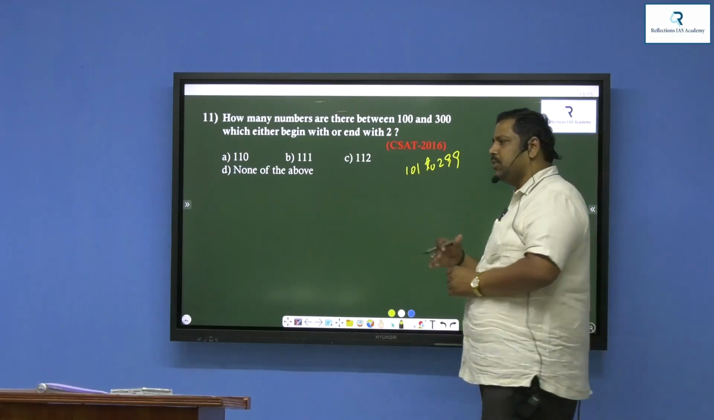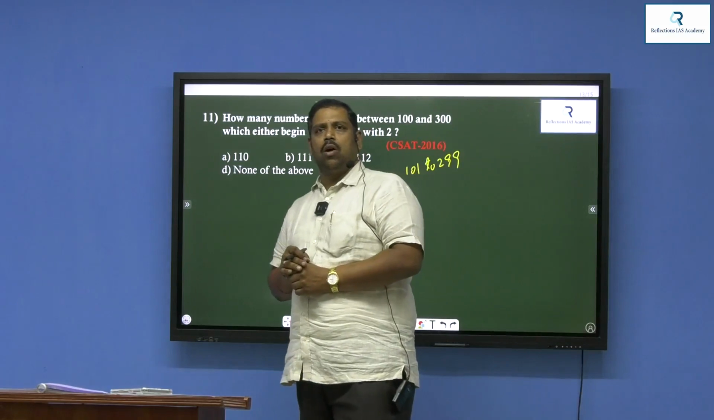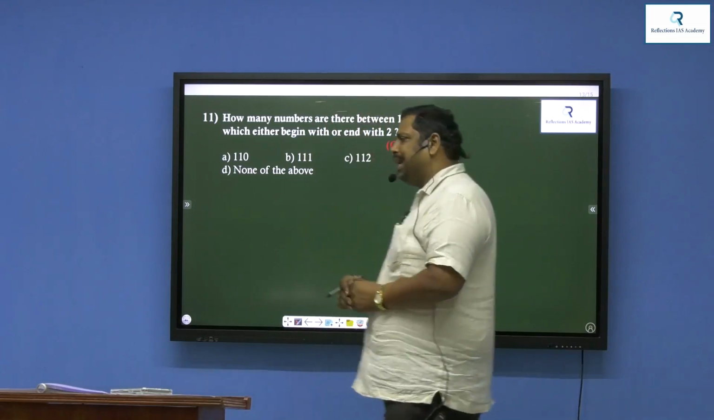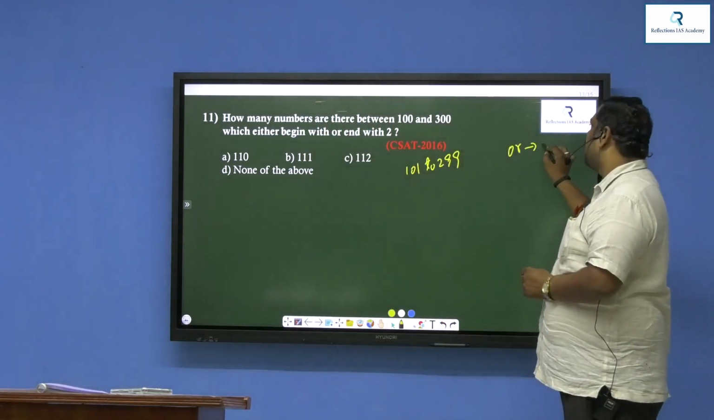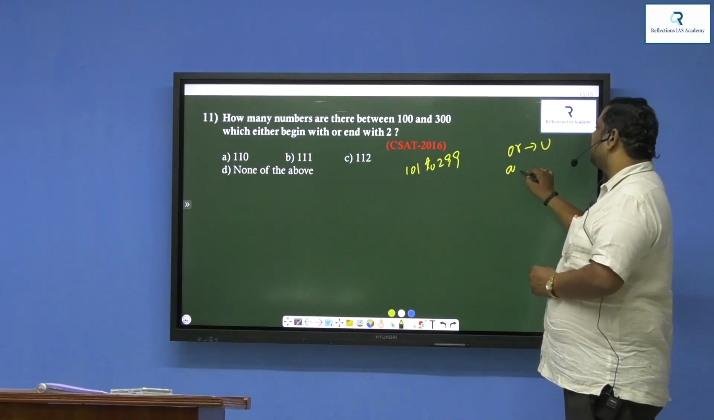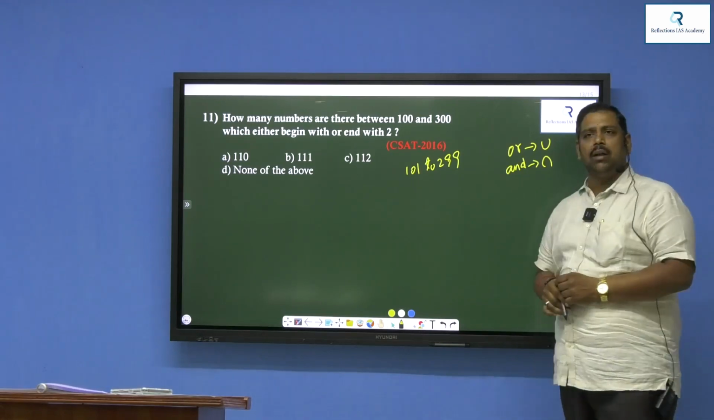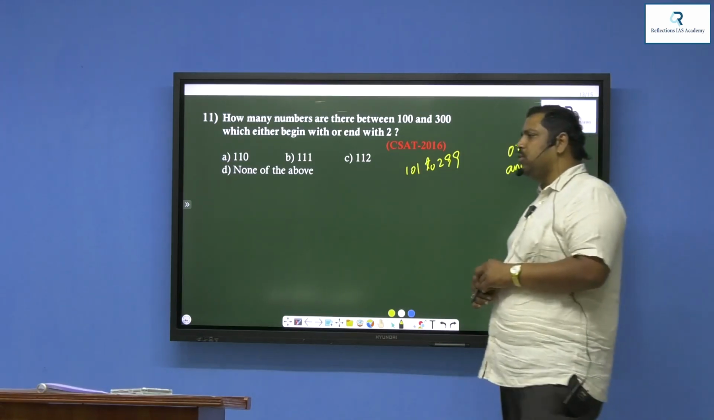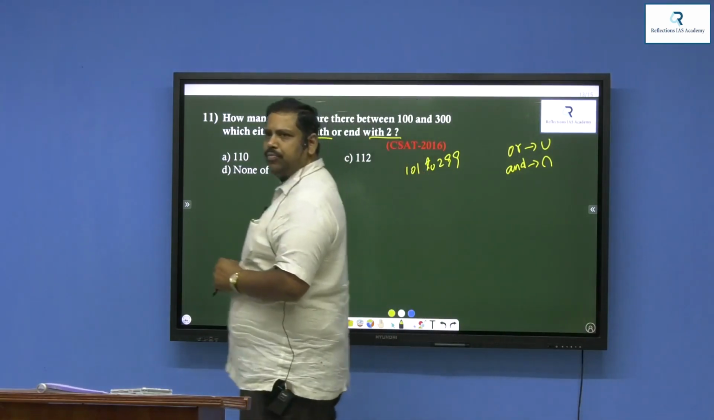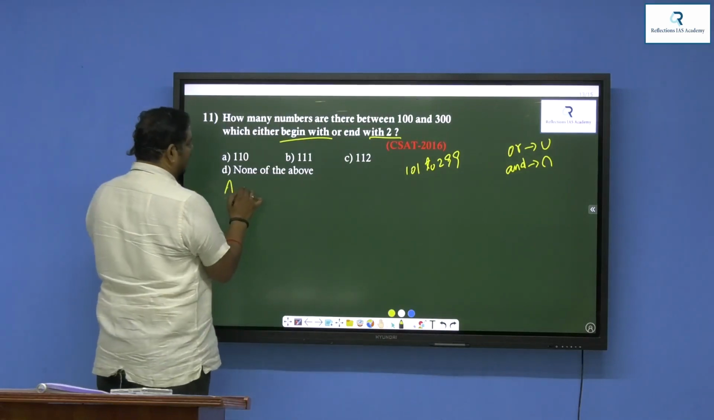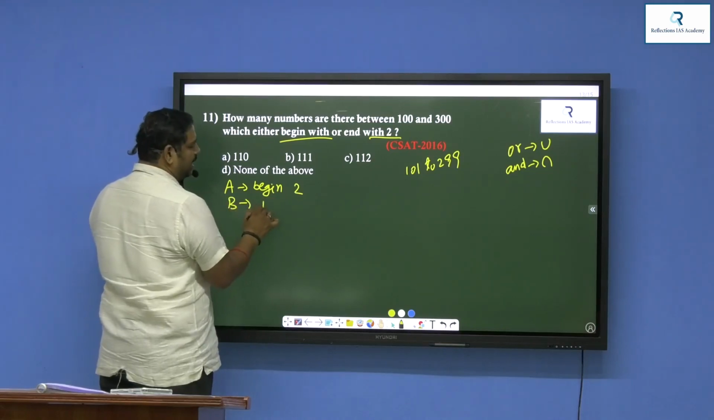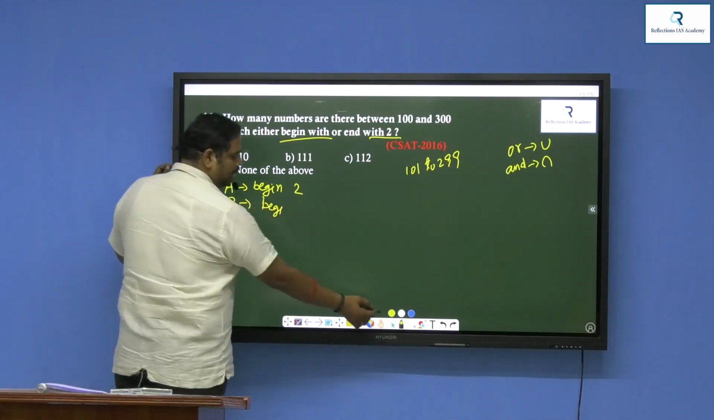This question we can do analytically. Apart from that, mathematically I want to give you one concept. Anywhere you are going with OR means union. Anywhere you are going with AND means intersection. Here, either begin with or end with 2. Suppose let A be the event that begins with 2, and B the event that ends with 2.